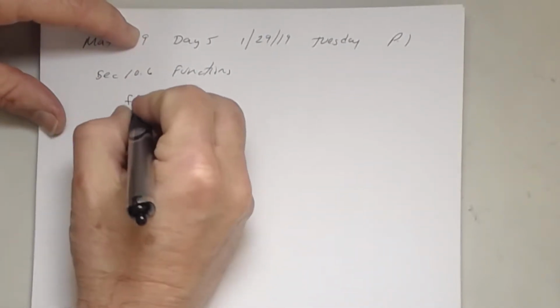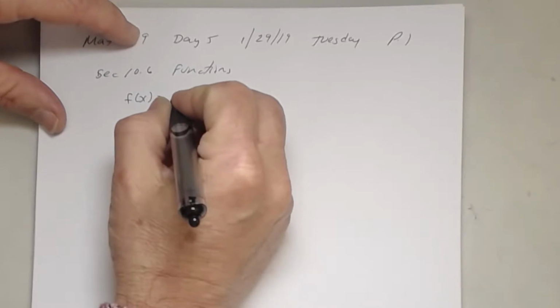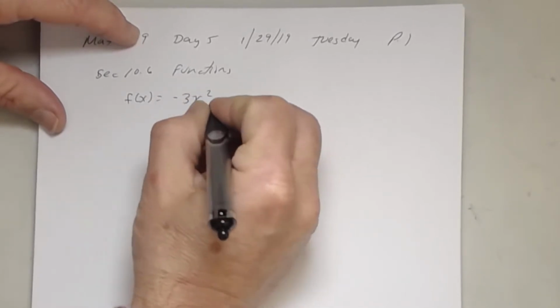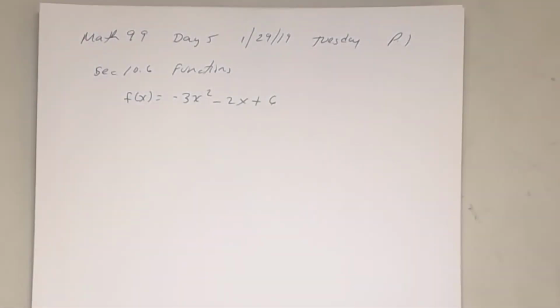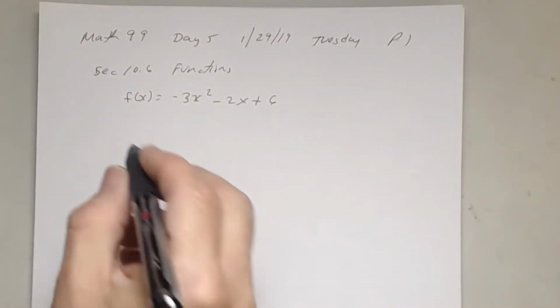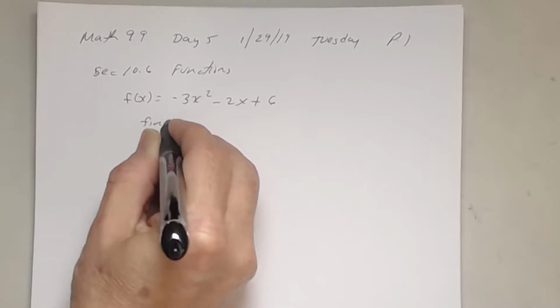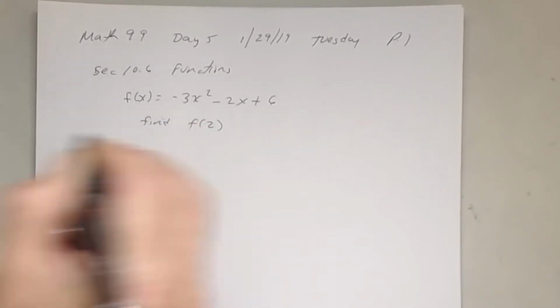So if f of x is negative 3x squared minus 2x plus 6, let's say. And remember, that's function notation. F of x means the same thing as what letter? Y. The y that you used to. So whenever we write in function notation, there are many things you can do with it. You can just say something like this: find f of 2.